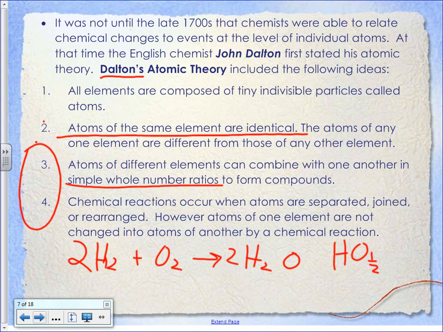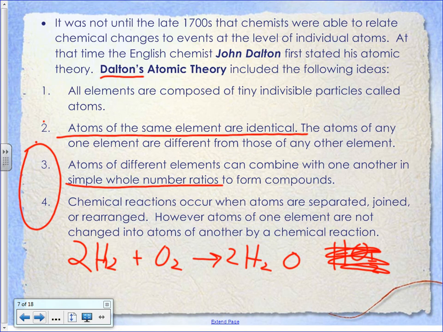If I have half an oxygen atom, I have beryllium, I guess. That's not right. I can't have half of an atom. An atom is the smallest particle of a substance that can exist. Everybody with me there? So that's what they mean by this simple whole number ratio part. It doesn't happen. If it does, you split the atom somehow, and that's no longer that reaction.